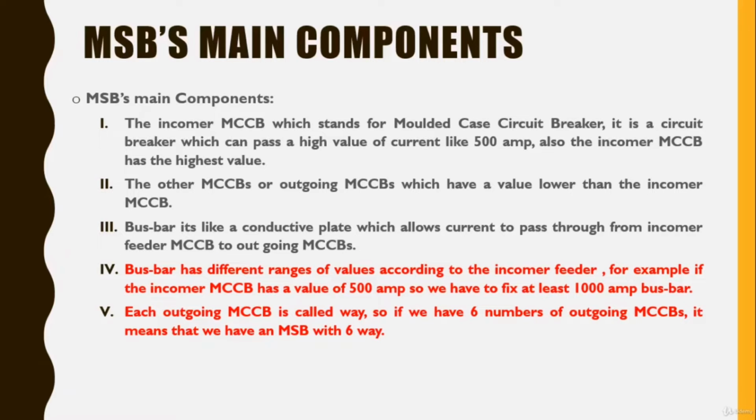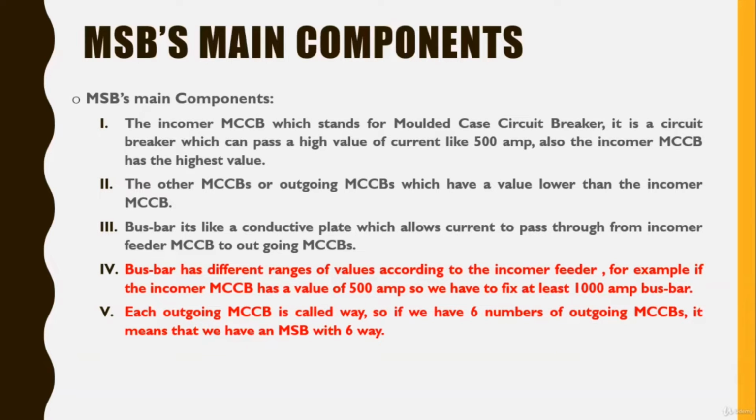The main components of the MSB are, number one, the incomer MCCB, which stands for molded case circuit breaker. It can handle a high value of current, like 500 ampere. Also, the incomer MCCB has the highest value. Number two, the other MCCBs, or outgoing MCCBs, which have values lower than the incomer MCCB. So memorize that: the circuit breakers inside the MSB are called MCCB.